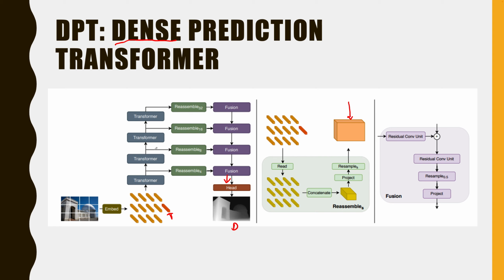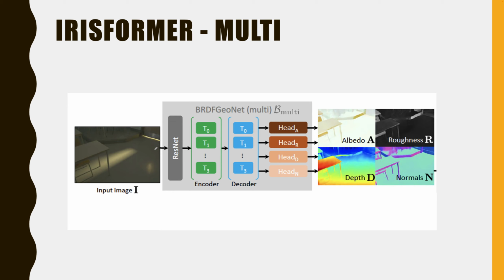So it's really exciting. Once you understand this, we go to our actual paper, which is IRISformer. And now the good thing is that once you understand all these 3 previous papers, this one comes almost for free, because this is DPT, the dense prediction transformer, and you simply do it and have many heads. So instead of having just depth, you now have albedo, roughness, depth, and normal. Everything else is basically the same. You have the encoders, which are the transformers, and then the decoders, which are the reassemble and fusion, and you have the output, which is specific.